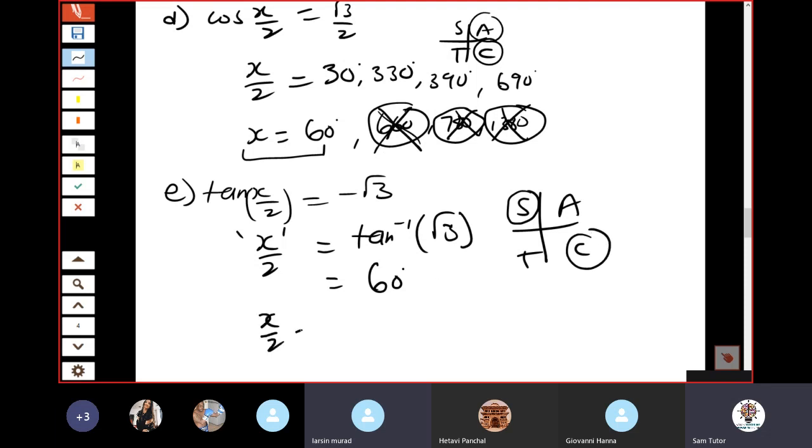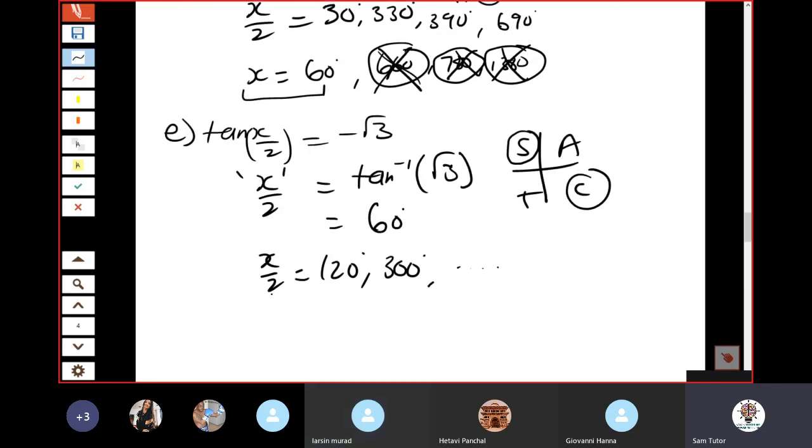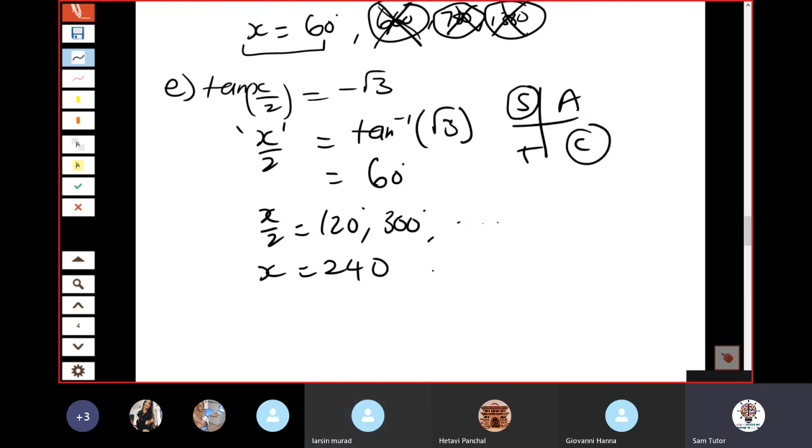So x on 2 equals 180 minus 60, and 360 minus 60. Again, you can add more, but if you're going to add more and times it by 2, it's just going to be too big. And 300 times 2 is also 600, so you're not even going to need it. So the only answer you get is just 240. Yeah. Good work.